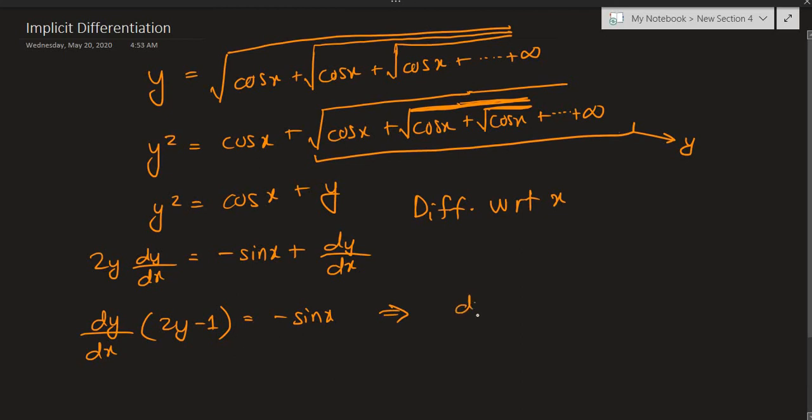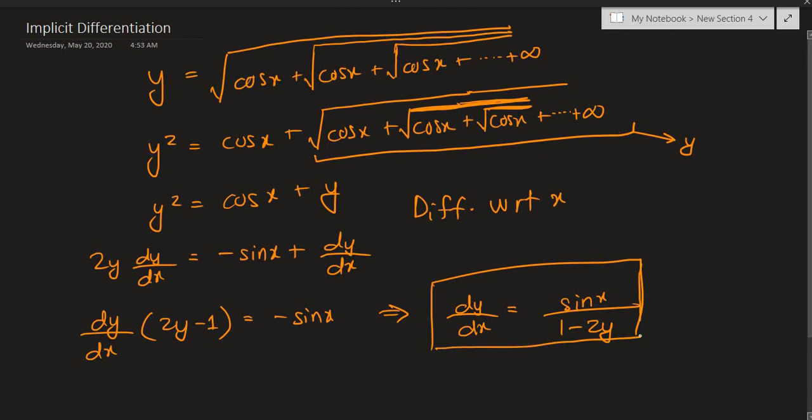This implies that dy over dx is nothing but sine x, and we can switch the order of 2y minus 1 because if we suck up this negative in the denominator, so we have 1 minus 2y. So that's basically our dy over dx. It's quite unexpected, I know, but that's how math is.